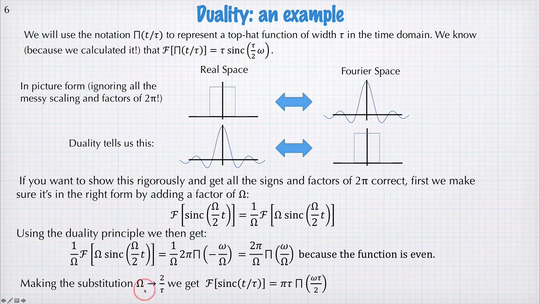And we can make a substitution here that big omega is 2 on tau, if we wish, and then we get that the Fourier transform of sinc of t on tau is pi tau times top hat of little omega tau on 2. And so we've computed the Fourier transform of a scaled sinc function using the duality principle, not actually having to integrate anything. So what this is telling you is once you've computed the Fourier transform in one direction, you don't then have to go and compute the transform explicitly to get the transform of this function. You can figure it out using the duality principle.